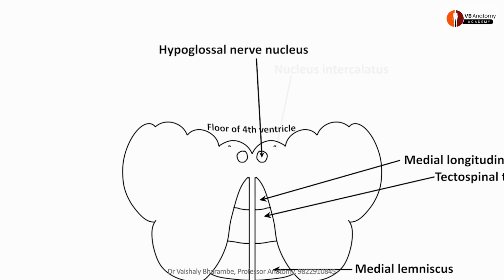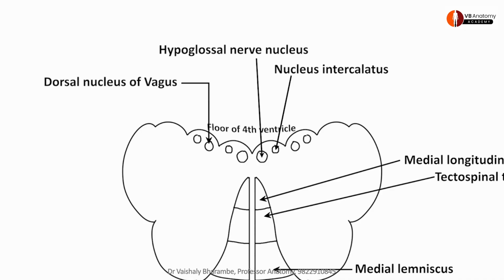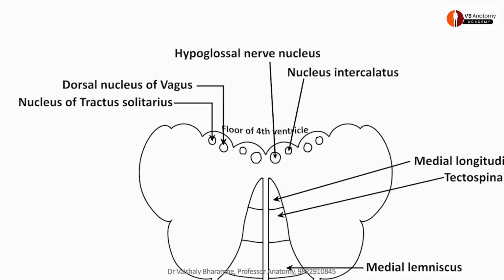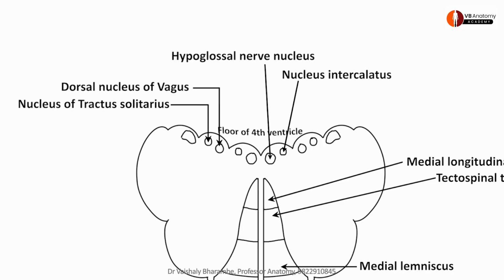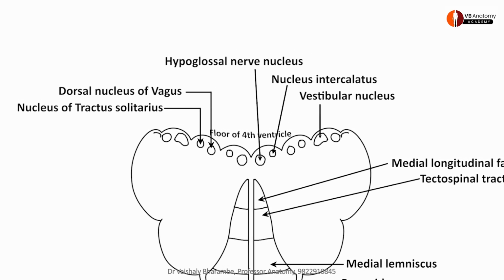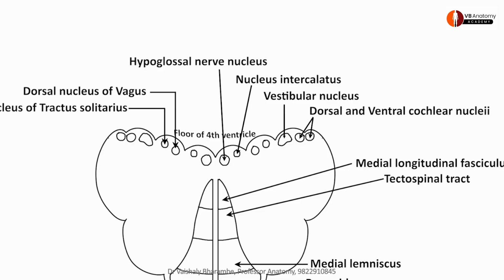Hypoglossal nucleus, nucleus intercalatus. Lateral to this now we are going to draw 2 more nuclei. 1, 2. The medial one is dorsal nucleus of vagus. The lateral one is nucleus of tractus solitarius. Let's draw 1 more nucleus here. This is the vestibular nucleus. 2 more nuclei here. These are the dorsal and ventral cochlear nuclei.